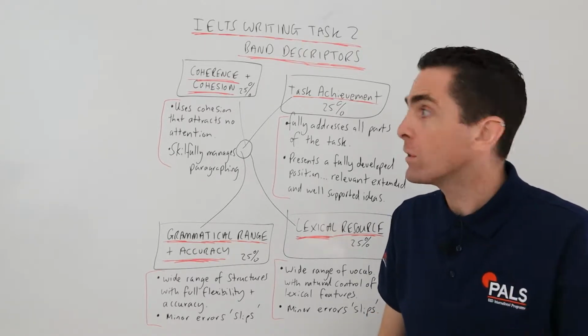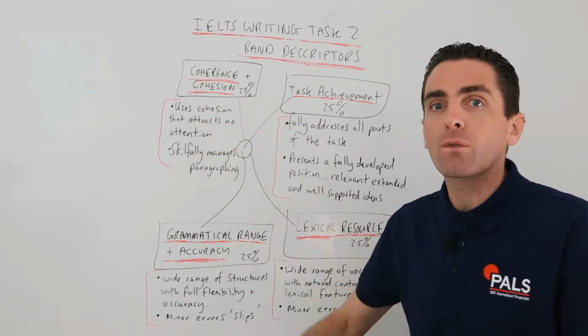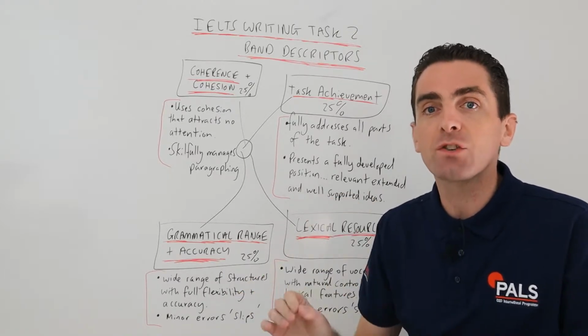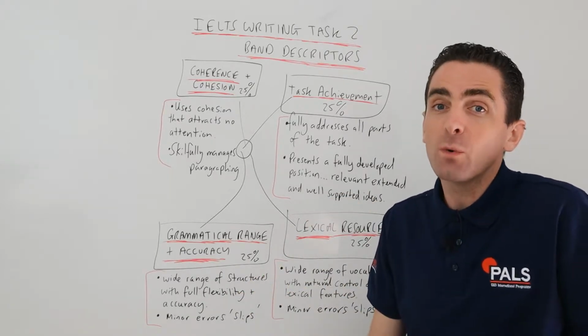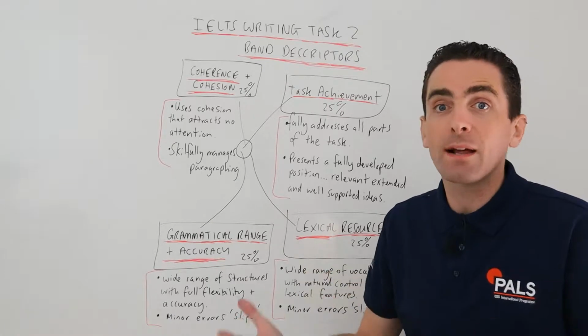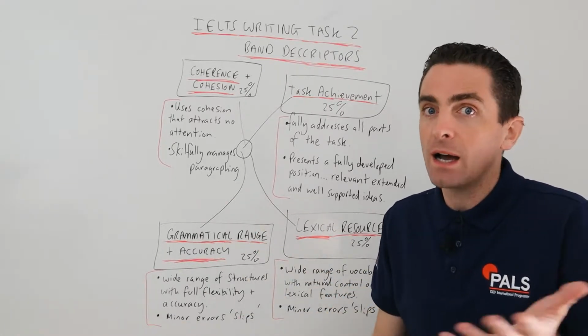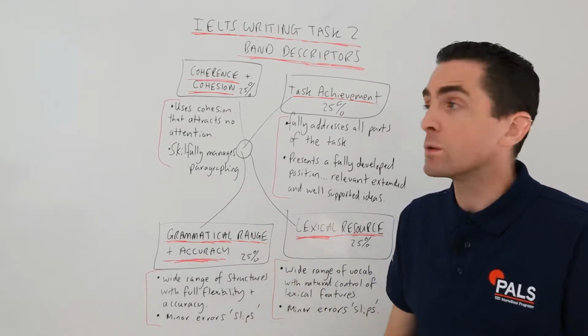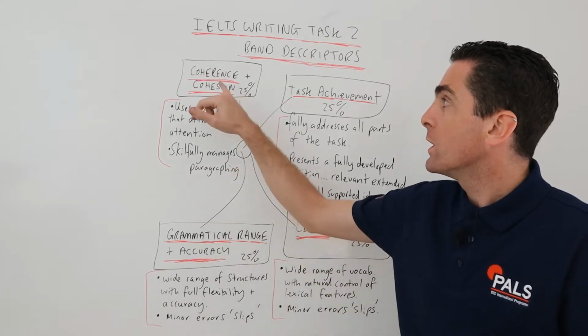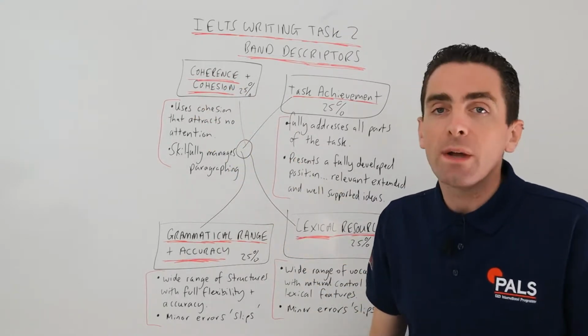Remember, before we do, these descriptions here are for a band 9, so it's the highest you can possibly get. And that's what you want to aim for. That's what I tell all my students: aim for the highest and try and get somewhere close to that. So first we'll look at coherence and cohesion.